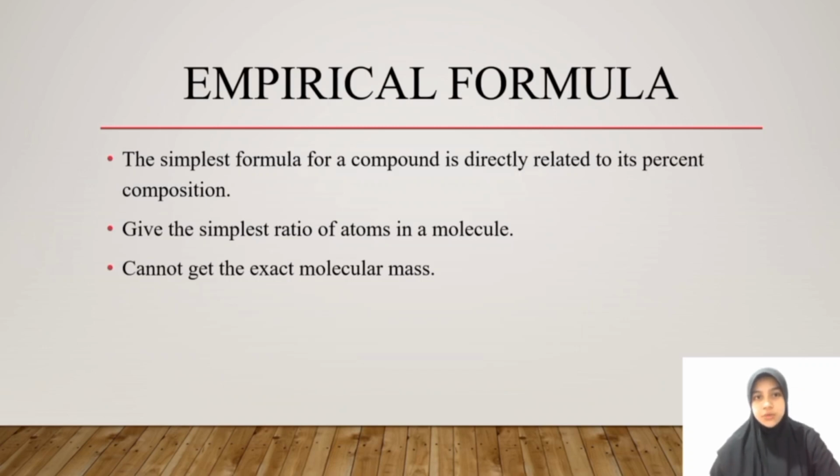Next, I will explain about empirical formula. Empirical formula is the simplest formula for a compound and is directly related to its percent composition. It gives the simplest ratio of atoms in a molecule. Empirical formula also cannot give the exact molecular mass.